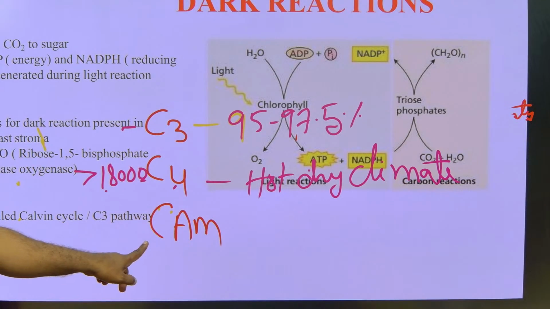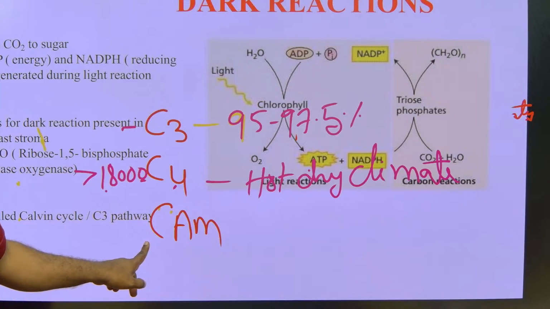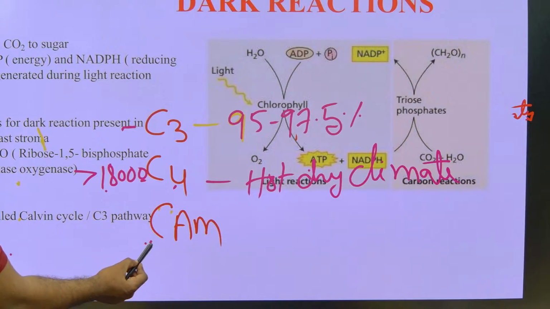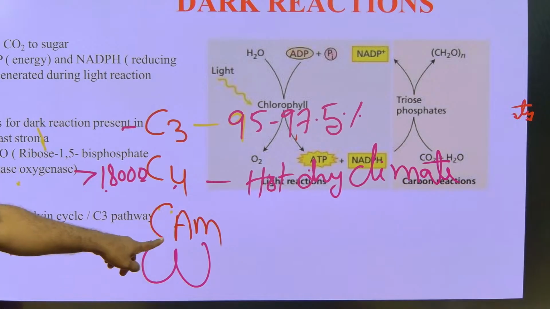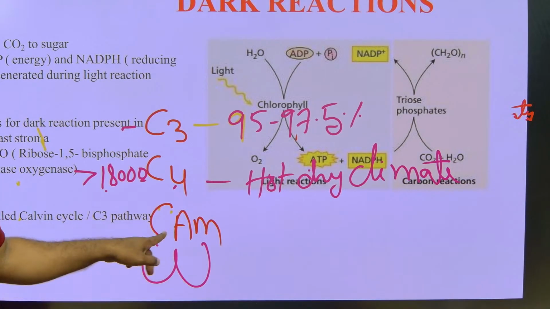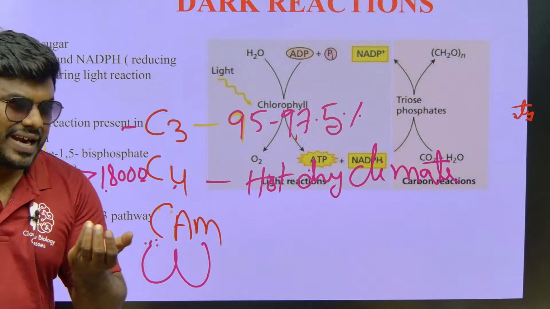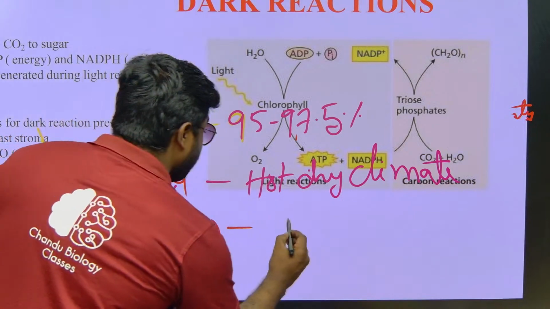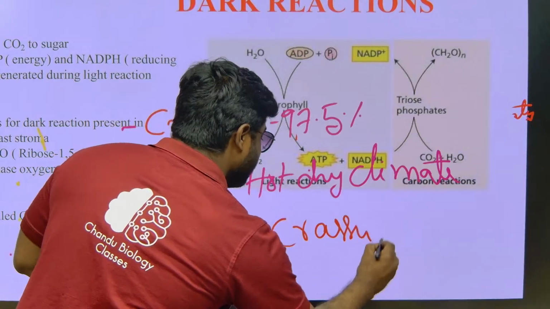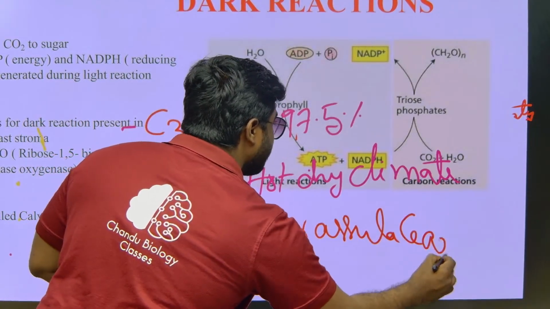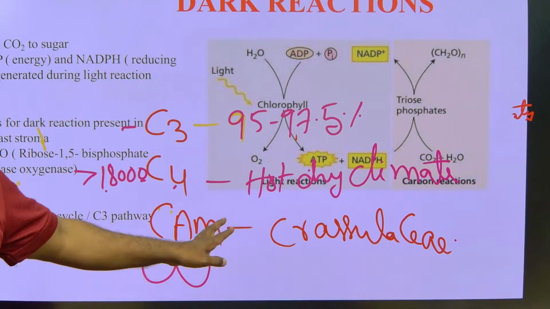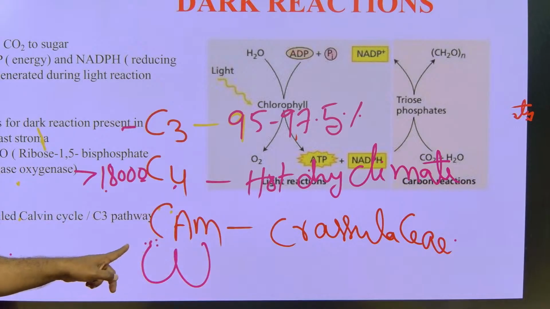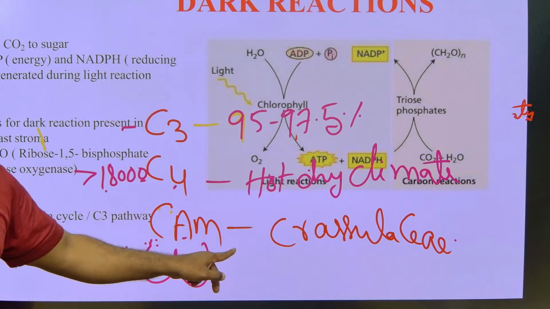In simple words, CAM. What is the full form of CAM? See, CAM represents crassulacean acid metabolism. Why do we use the word crassulacean? Because the plants belong to the family named Crassulaceae. Best examples are the desert plants: agave, succulents, opuntia, euphorbia, all of which belong to the Crassulaceae family. That's the reason it is called crassulacean acid metabolism.